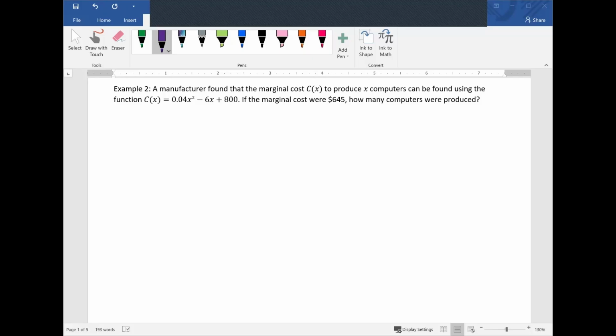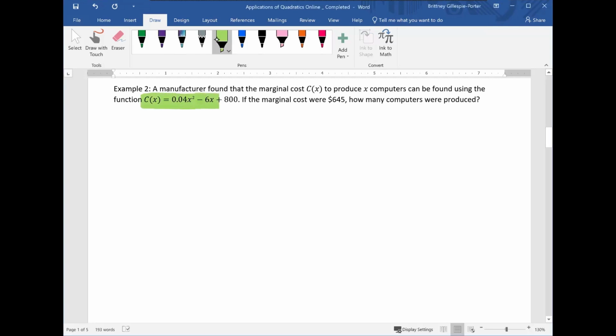Example 2. A manufacturer found that the marginal cost, C of x, to produce x computers can be found using the function C of x equals 0.04x squared minus 6x plus 800. Okay. Says the marginal cost were $6.45. How many computers were produced?